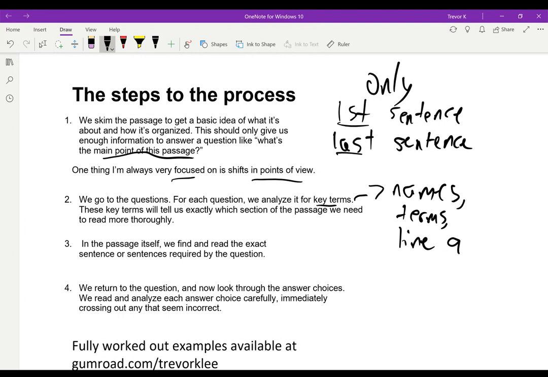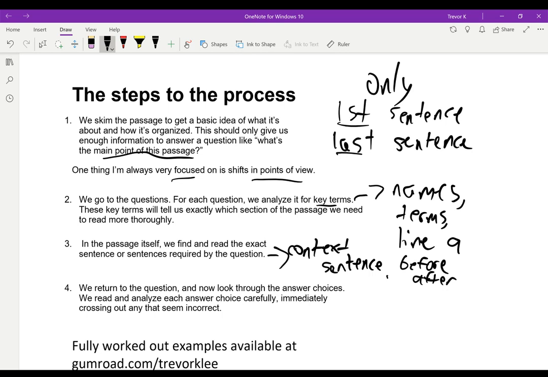All right, what's next? Next, I go to the passage. In the passage itself, I need to find and read the exact sentence or sentences required by the question. So I skim through, I find, okay, here's what they're asking about. Here's the sentence or sentences, and then I read that. If I need context, so if they're saying, why did they do it? What was the author's purpose? That sort of thing. It's either going to be the sentence before and then maybe after.